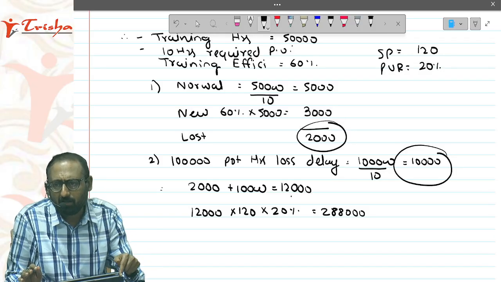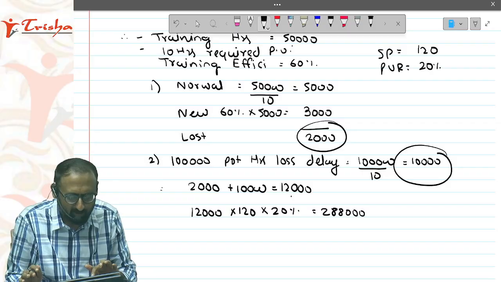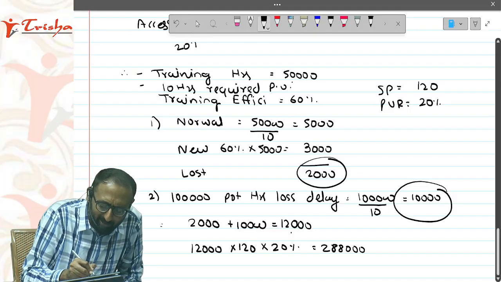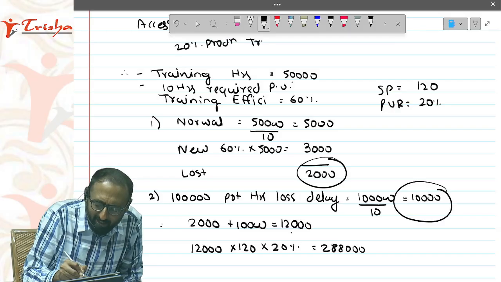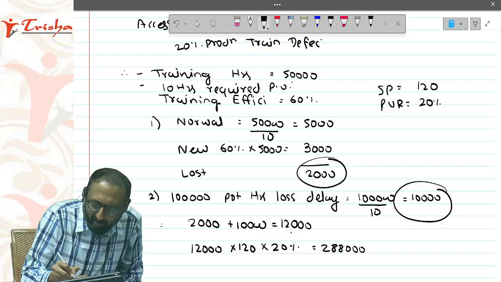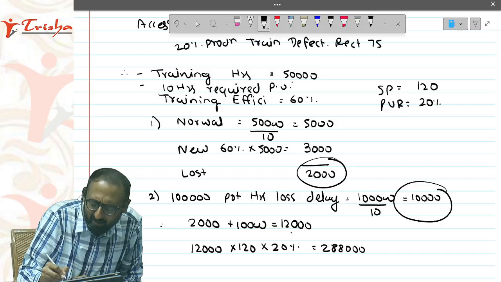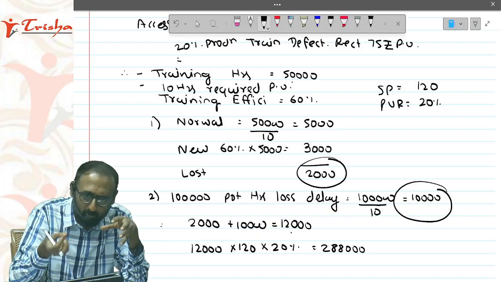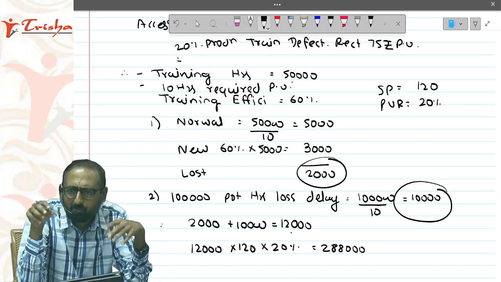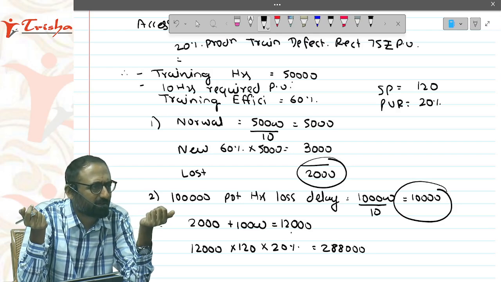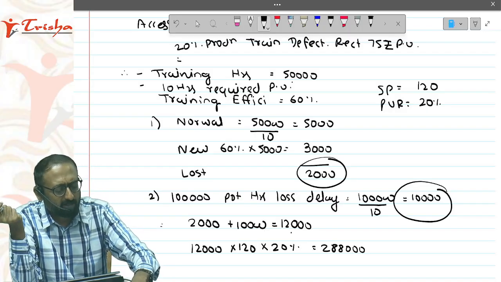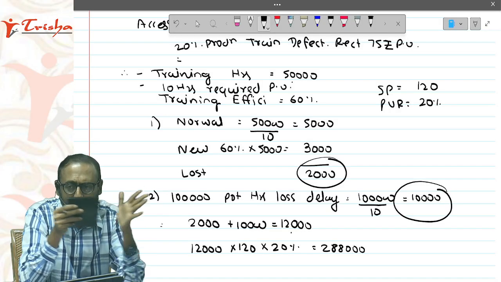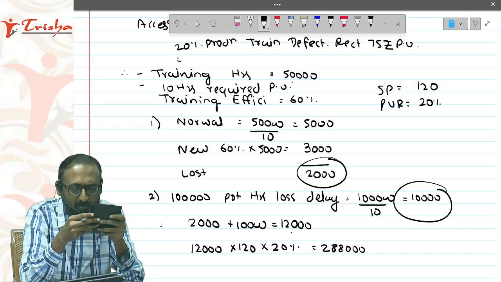One more adjustment in that question. They will ask. Everyone, please concentrate. Sir, 20% of production in the training period is defective and a rectification cost of 75 rupees per unit is incurred. Now because of this labor turnover, training happens, and during the training defective units are also produced. Now tell me how much will be the rectification cost of those defective units? Fast answer is expected from all of you, sir.